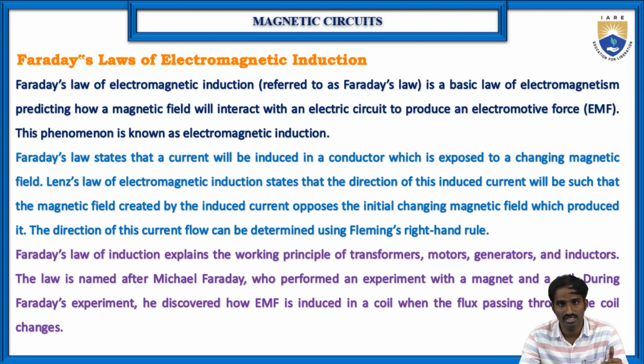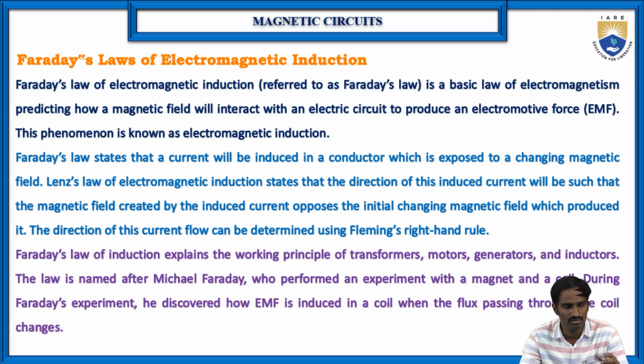Here Faraday's law states that current will be induced in a conductor exposed to a changing magnetic field. The function of the generator is mechanical energy to electrical energy. When you place a rotating coil in a magnetic field, an EMF is induced in that coil, because the coil rotating in the magnetic field changes the field, or cuts the magnetic flux. If you close that circuit, current also flows through the coil, so we get electrical energy.